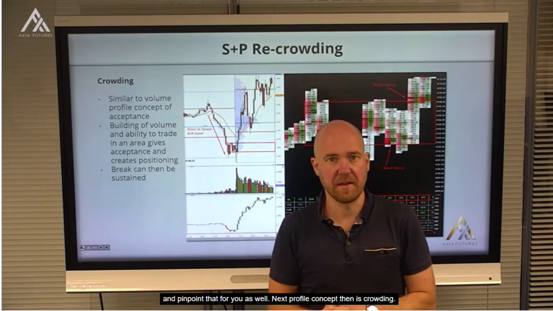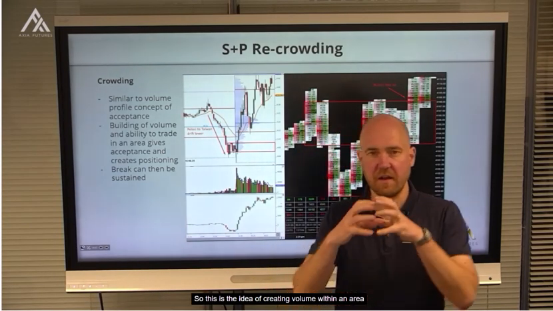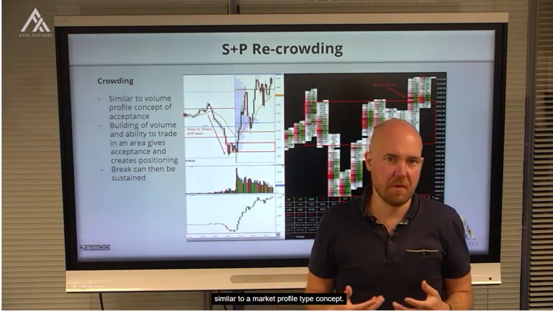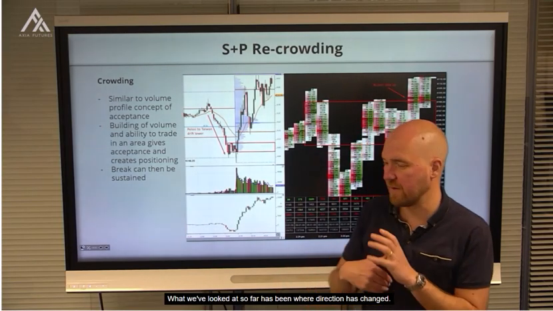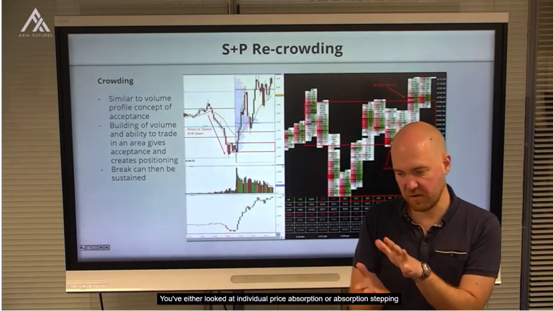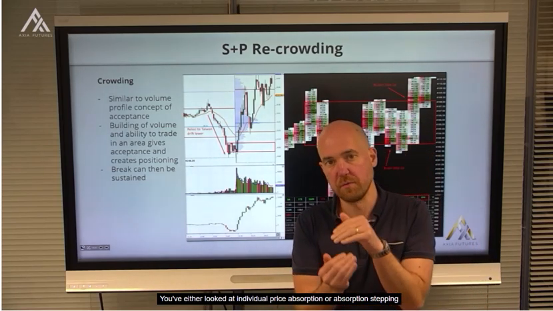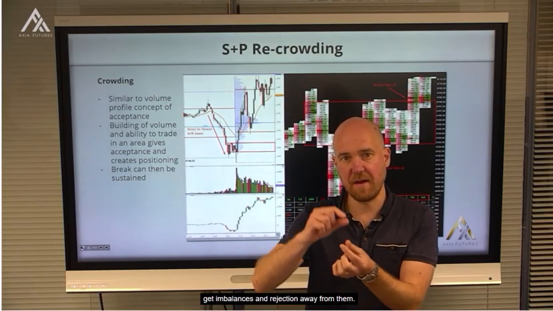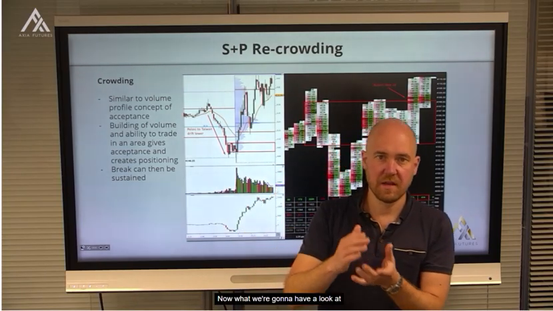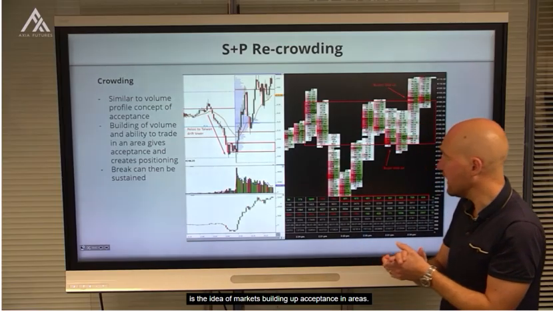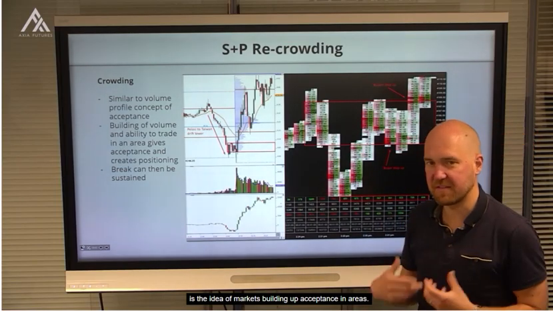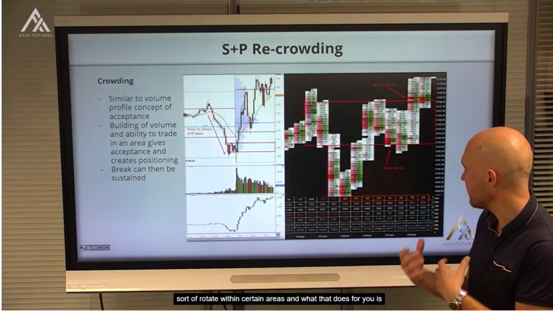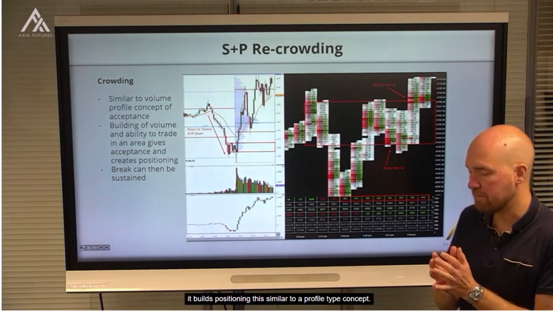Next profile concept then is crowding. So this is the idea of creating volume within an area. Similar to a market profile type concept, what we've looked at so far has been where direction has changed. You've either looked at individual price absorption or absorption stepping up and becoming more aggressive buying, or we've looked at those areas where you get imbalances and rejection away from them. Now what we want to have a look at is the idea of markets building up acceptance in areas. So willingness to trade, to rotate within certain areas. And what that does for you is it builds positioning.